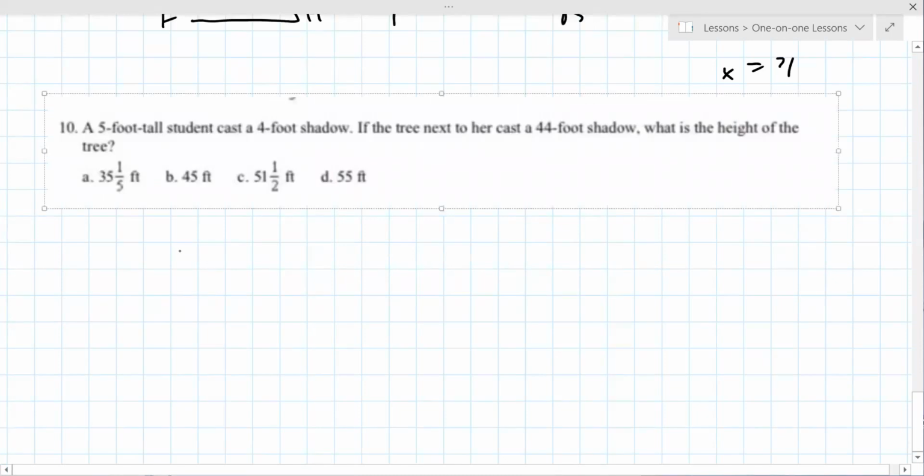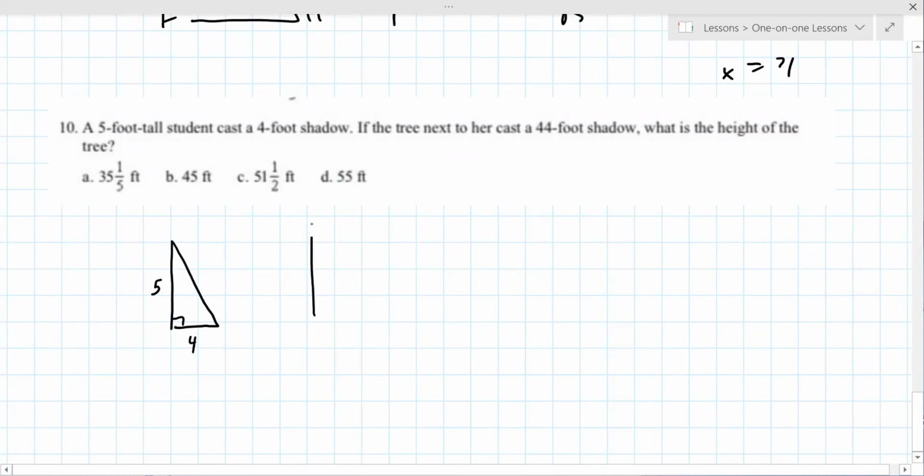So we have a 5-foot tall student, and they cast a 4-foot shadow. There's a tree, and we don't know how tall the tree is. We'll call it height h, and it casts a 44-foot shadow. So what is the height of the tree?